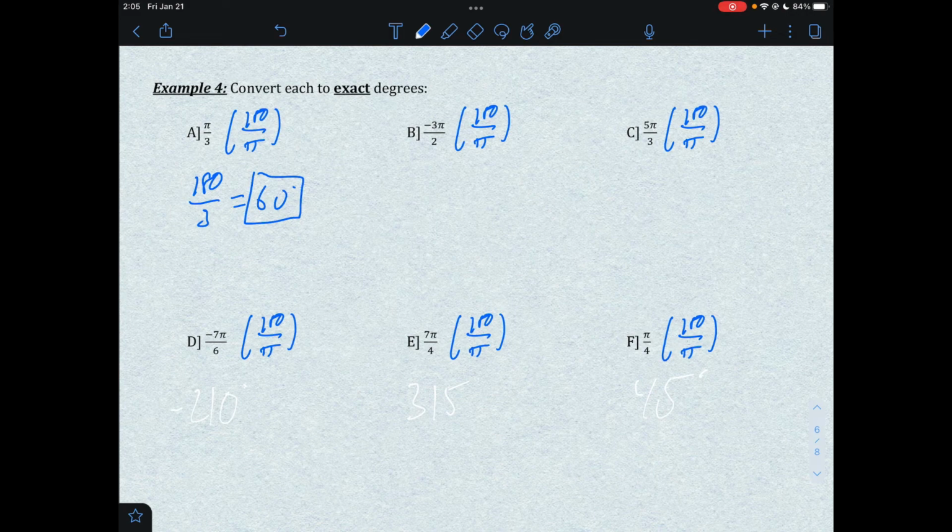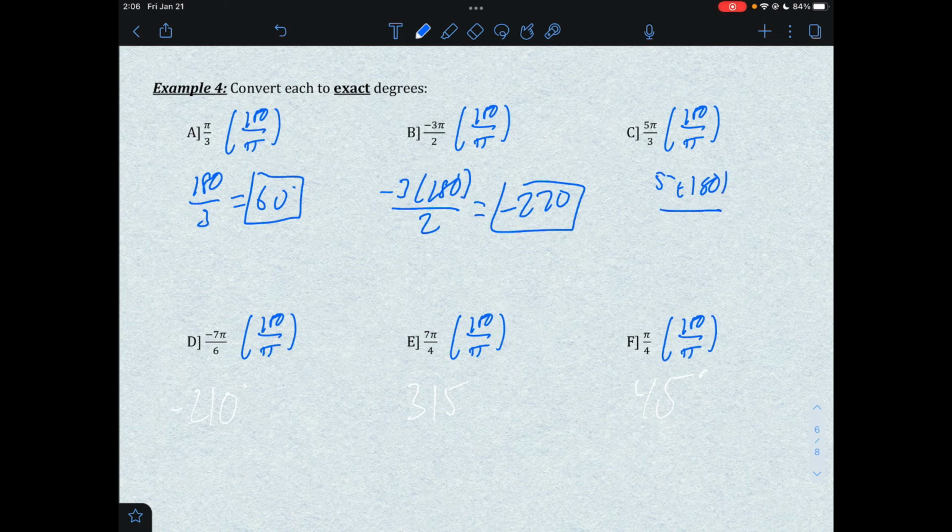In part B, again, pi over pi cancel out. So we're left with negative 3 times 180 over 2. Okay, you can use your calculator for that, or you can do that in your head. 180 over 2 is 90 times negative 3 is negative 270. C, pi over pi cancel out, so 5 times 180 over 3. 180 over 3 is 60 times 5 is 300.